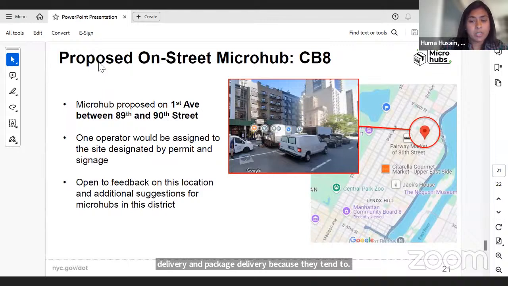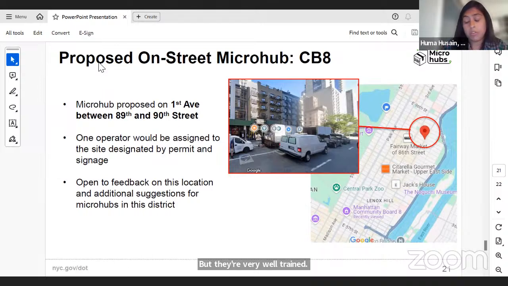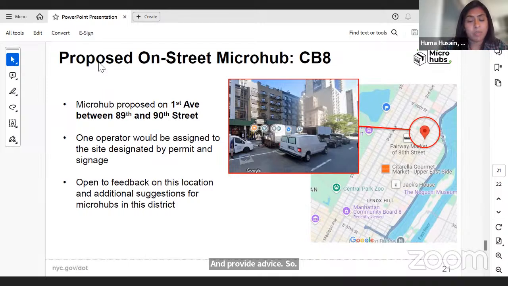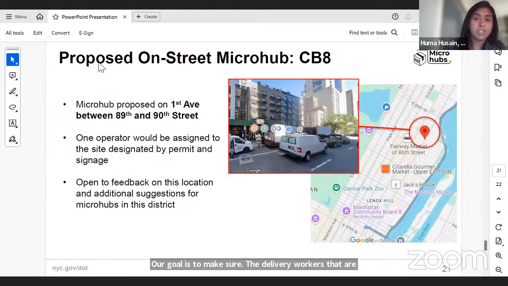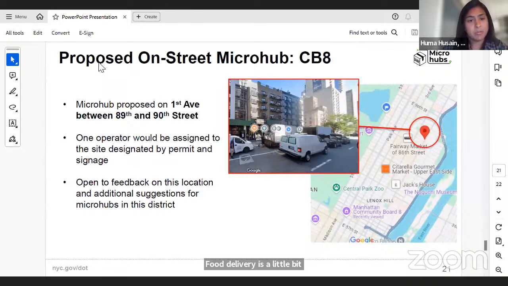We work very closely with those that are there. There aren't that many package delivery cargo bikes operating on the streets at this point, but they're very well trained. They have to go through a pretty rigorous training program from all the companies, and we've been part of these trainings and provide advice. So our goal is to make sure the delivery workers operating these are very well trained and will follow the rules. Food delivery is a little bit harder, and it's another problem that we are definitely trying to tackle, but a slightly different one.